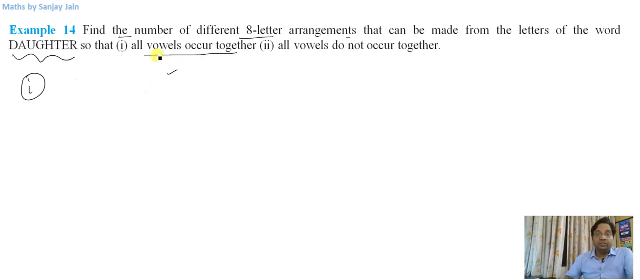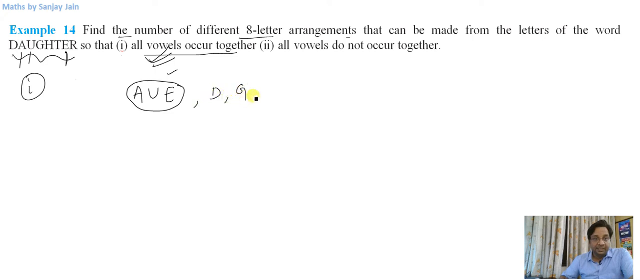So to do these questions where some of the objects have to be together, what I'll do is put these objects together, or in this case these vowels together, A, U and E. These are the vowels A, U and E. So I'll tie them into one unit, right? So I'll tie them and treat them as one unit. And what are the rest of the letters? D, G, H, T and R.